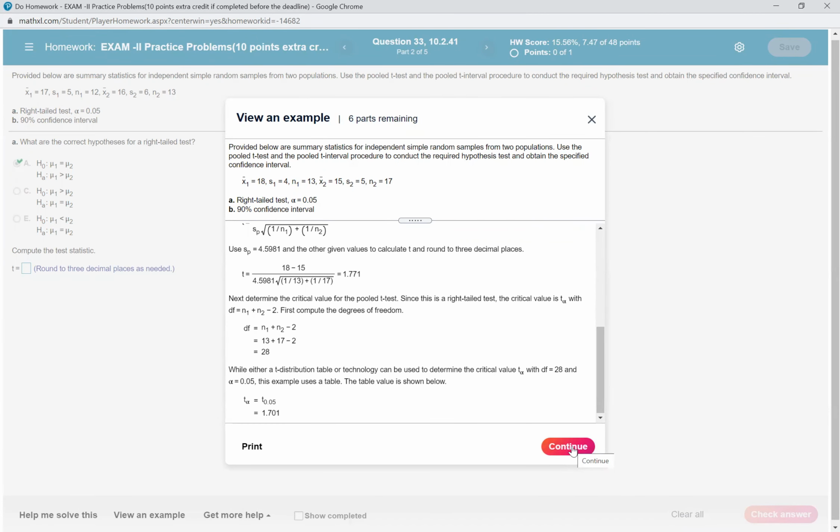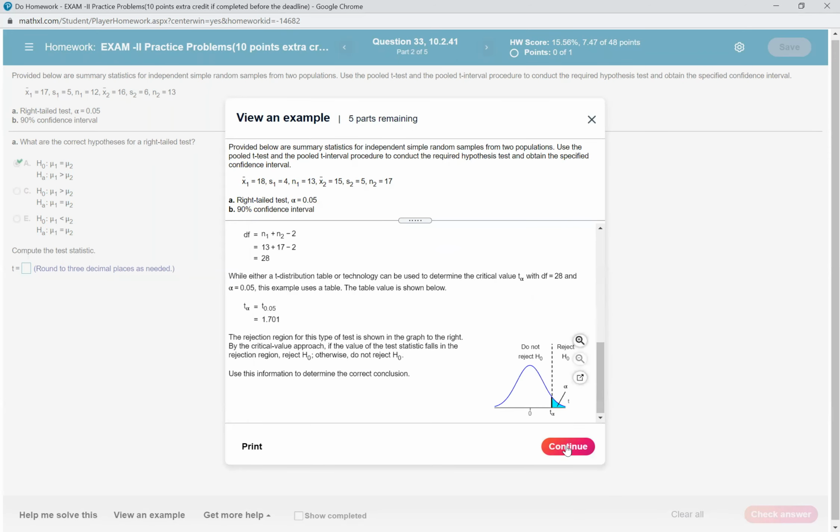To find the critical value, you need to look at the alpha value. Alpha is 0.05 in this case, because this is 90%. Yeah, alpha is given as 0.05. So t alpha will be t 0.05, and the degrees of freedom is 28. If you look at the t-table for 0.05 and degrees of freedom 28, the t value will be 1.701.